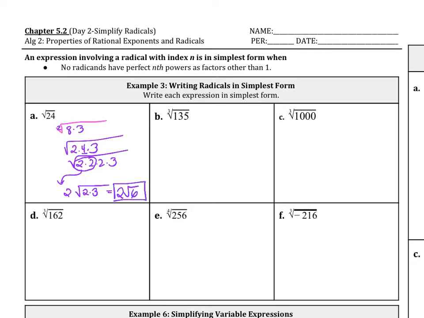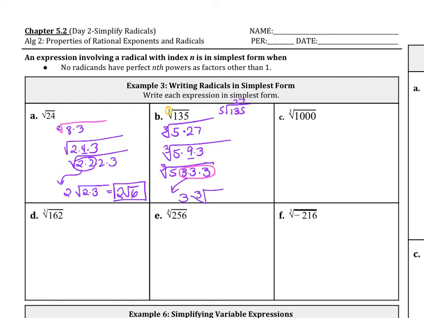Now nth roots are the same. What's really important to note is the index. That tells you how many of each that you need to take out. So letter B, let's start to break that down. 135, I know 5 goes into that for sure. 5 goes into 135 27 times. Then we know that 27 breaks down to 9 times 3, or 9 breaks down to 3 times 3, and then there's another 3. The cube root tells me that I need 3 of them in order for it to come out. So I can write that on the outside as a single 3. Then this is cube root of 5.